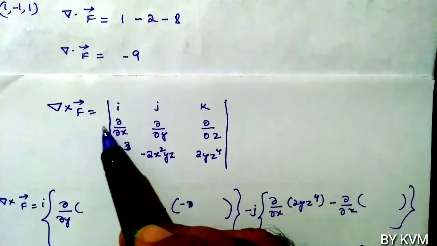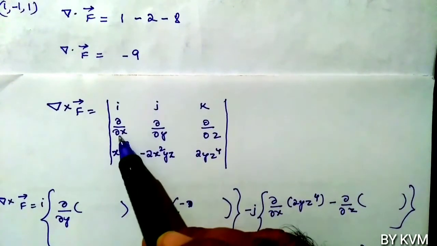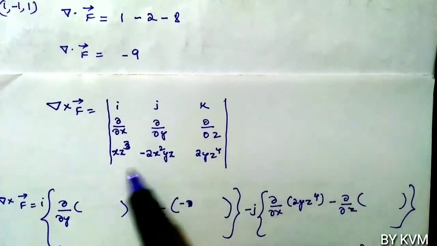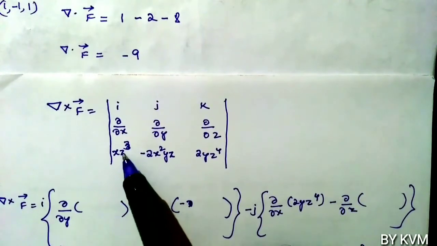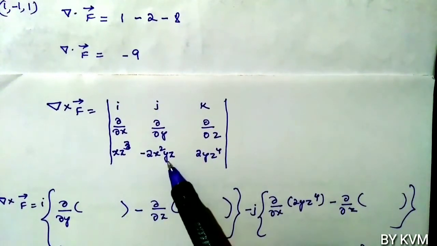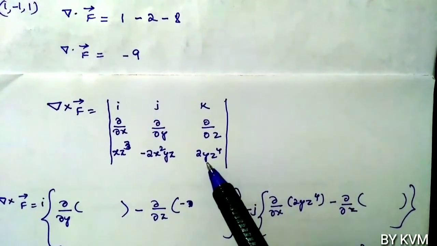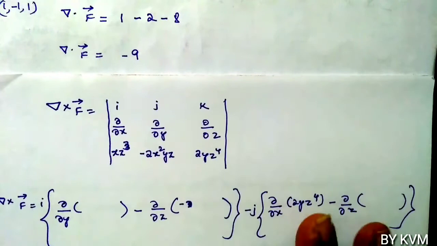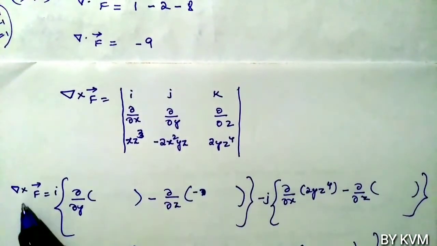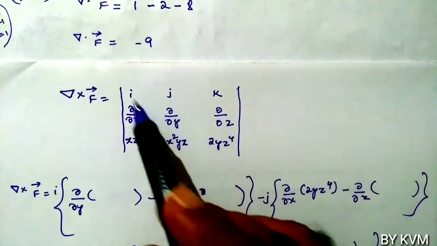Which is equal to the determinant. First row is i, j, k, second row ∂/∂x, ∂/∂y, ∂/∂z. Third row: coefficient of i, that is x z cube, then coefficient of j, minus 2x square yz, then coefficient of k, 2y z power 4. Now expand this determinant. So del cross vector f equals, expand the determinant from the first row, first element.